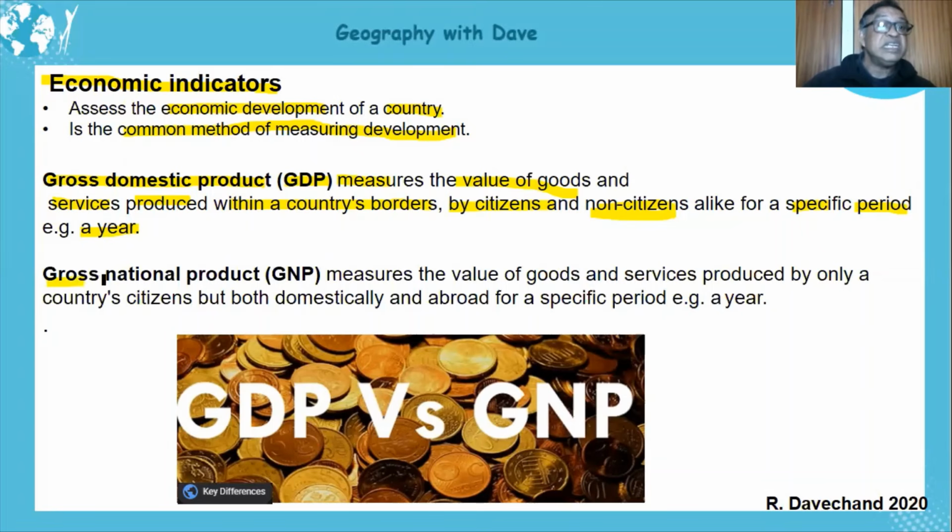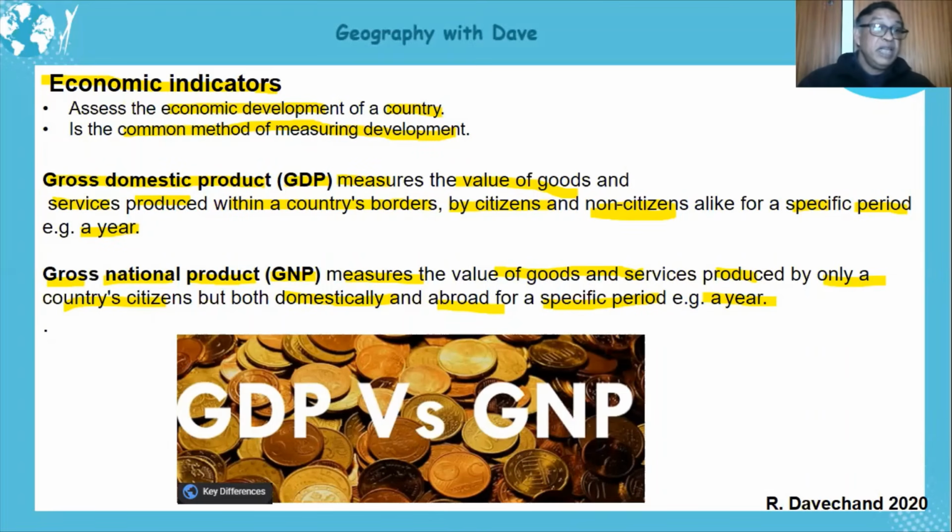Then gross national product, GNP, measures again the value of goods and services produced only by a country's citizens, only by South Africans. The difference here is that it excludes the non-citizens, but it's produced both domestically and abroad. So South Africans producing in the country and outside the country for a specific period. Again, generally a year. For each year it measures so they can compare. So we have these two.